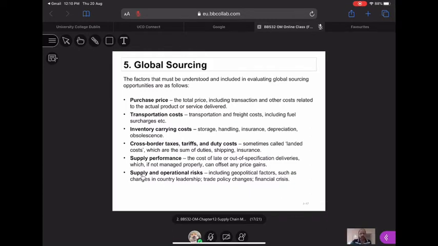And lastly, there are supply and operational risks. These are risks which may happen or may not happen. They include geopolitical factors such as changes in country leadership, trade policy changes, financial crisis, etc. I'm sure you know what is happening between the USA and China today. They're having a trade war, and because of this president, who is a crazy president, who anyhow imposes some kind of taxes, some kind of restriction, and so on.